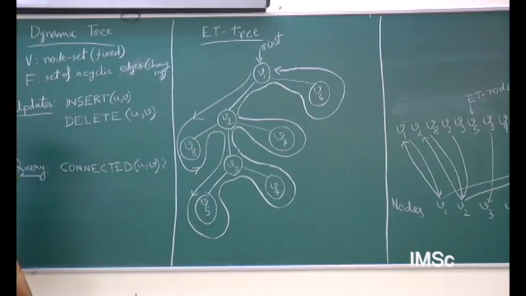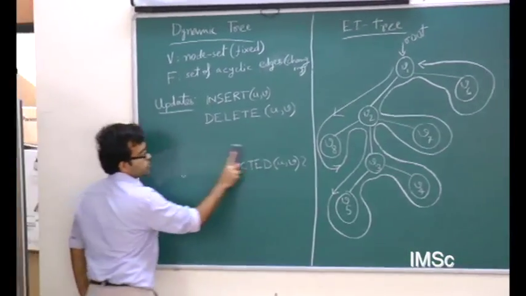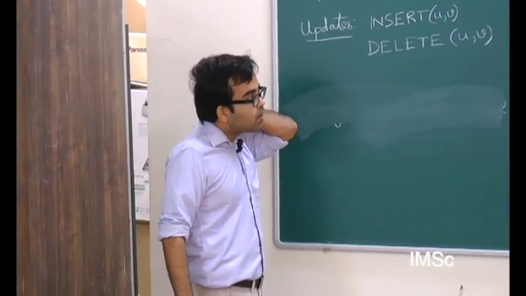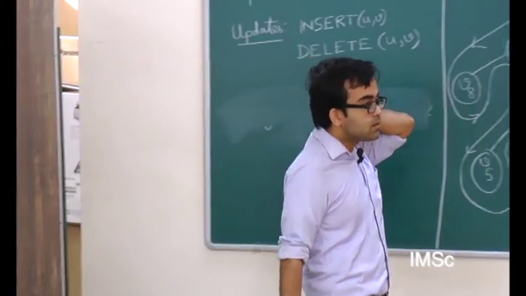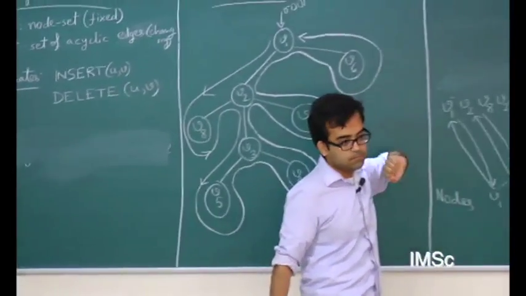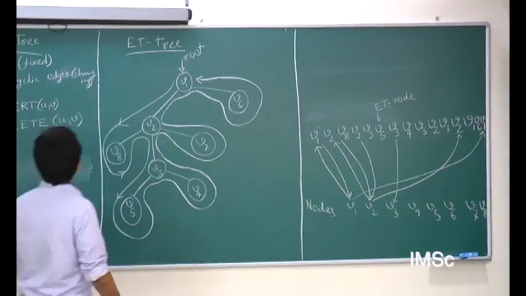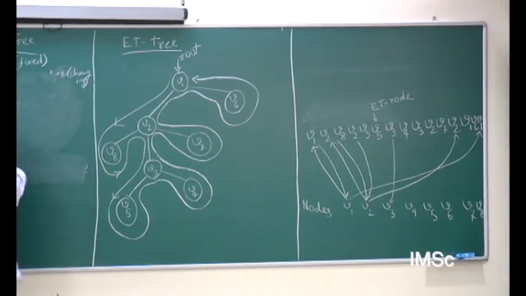Okay. Is it clear what is going on? I'm going to erase. So then your list is empty. Then it is empty. Oh, okay. It's for each tree. Yes.